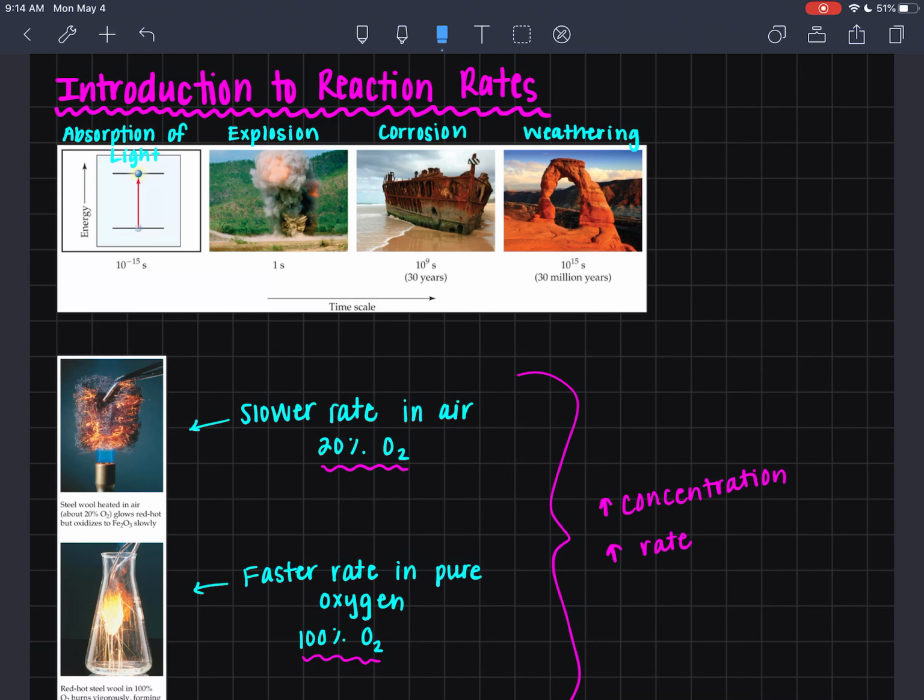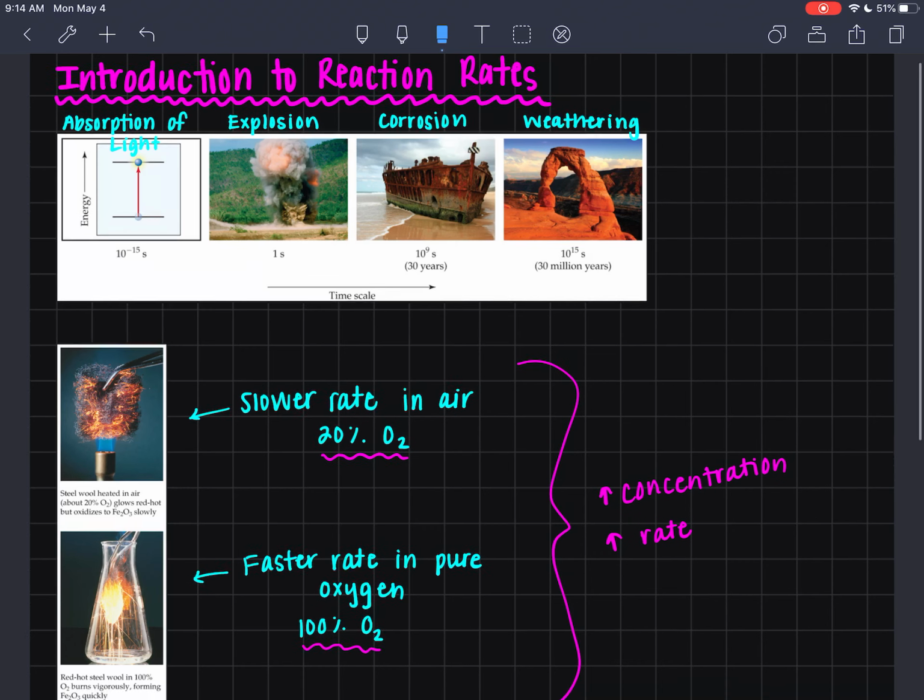Okay, so this lesson is on an introduction to reaction rates. There's all kinds of different reactions out there that take all kinds of different amounts of time. When you're looking at the absorption of light, it takes fractions of seconds. Explosions are seconds, and the corrosion of something like a ship could take years, whereas weathering of rocks could take lifetimes. So there's lots of different rates of reactions, some very slow and some very fast.